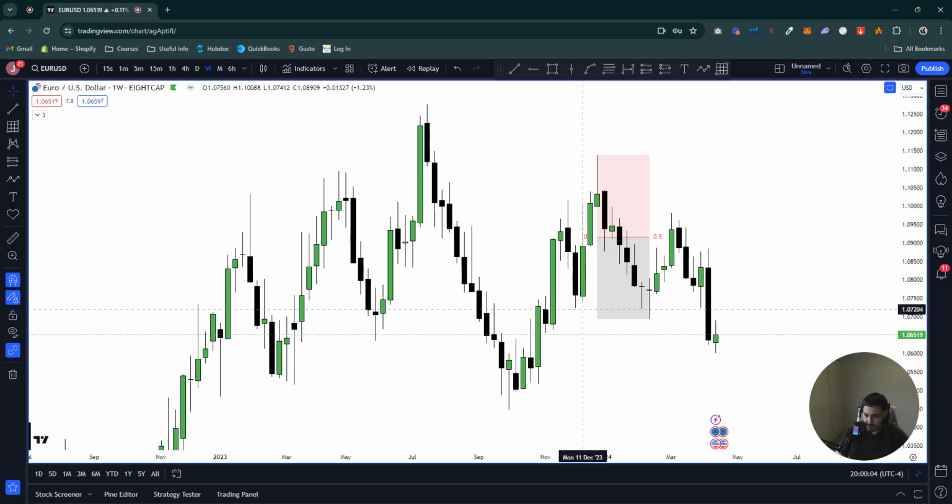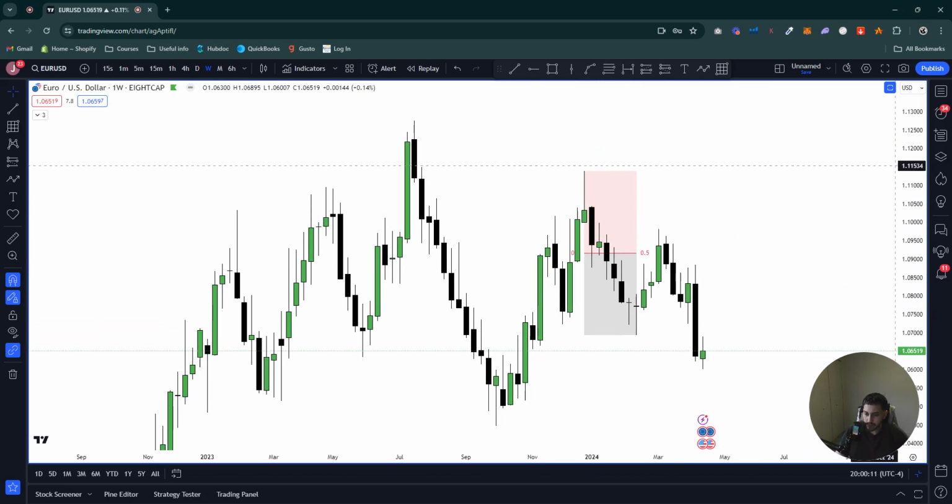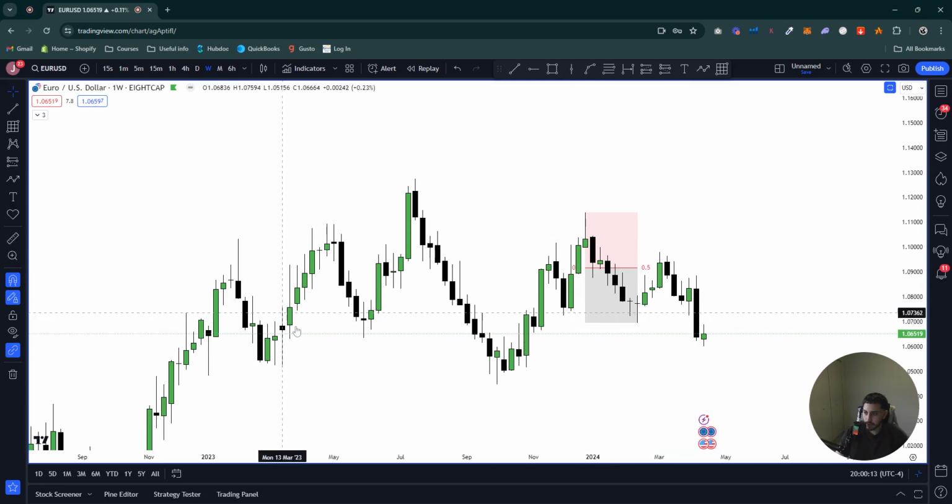Why is this my new range? Because it made a lower low. It breached the low that made the higher high right here in this little price action, right? We still have a bearish trend on the bigger picture.